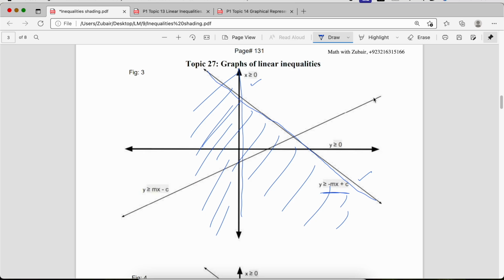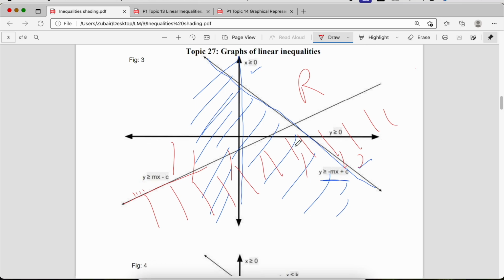The third one, this line, so it is greater than 0. y is greater than mx minus c, so greater than means it is talking about the upper side, so we discard the lower side. Last line, y is greater than 0, so it is talking about the upper side again, so we discard the lower side, and this is our region defined by these four inequalities.